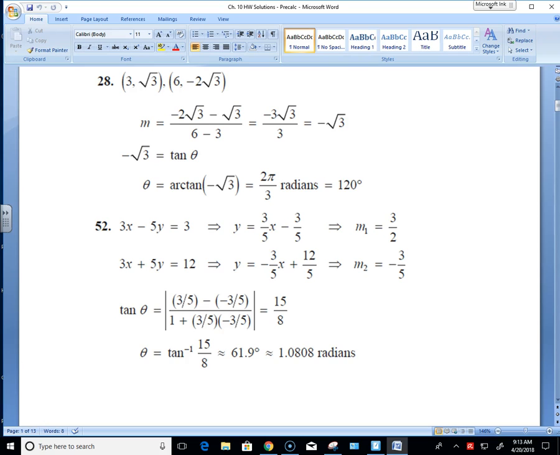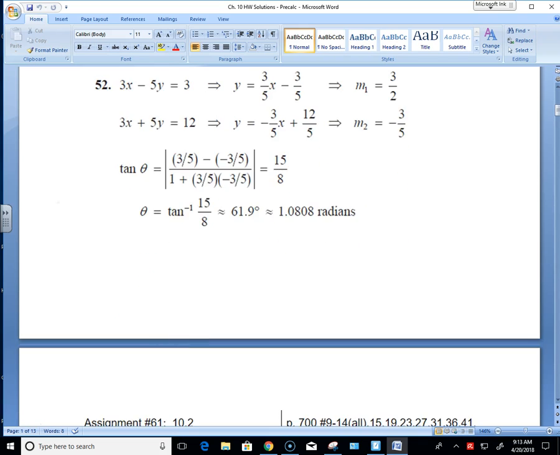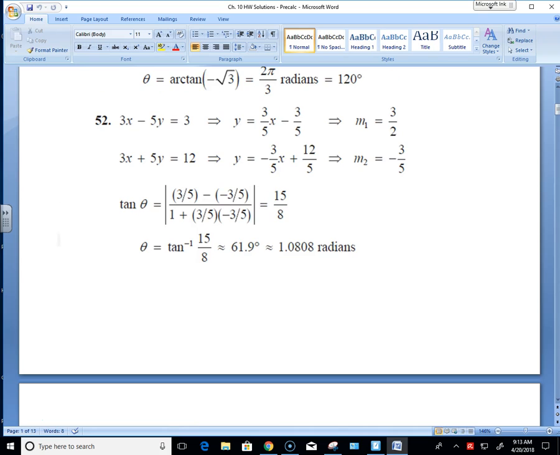So in this one, you had to do tangent inverse. You end up with either 61.9 degrees or 1.0808 radians. Well, that's the last one.